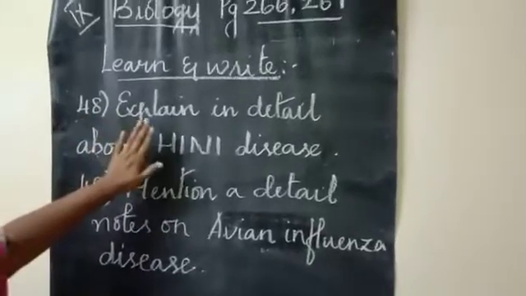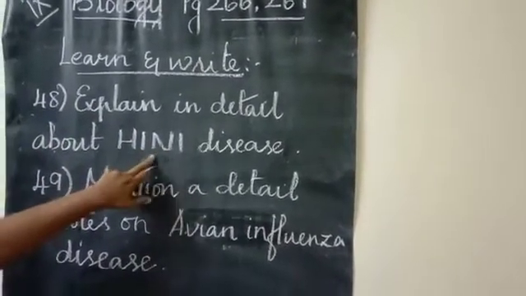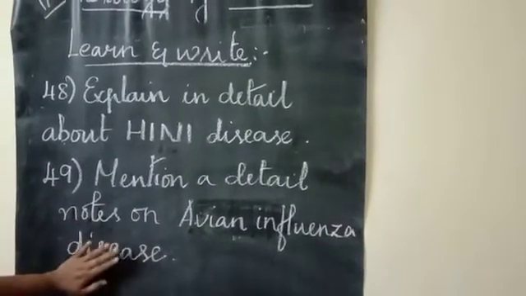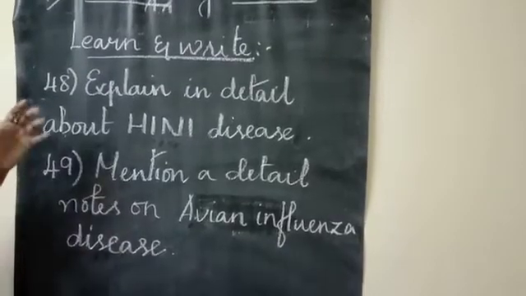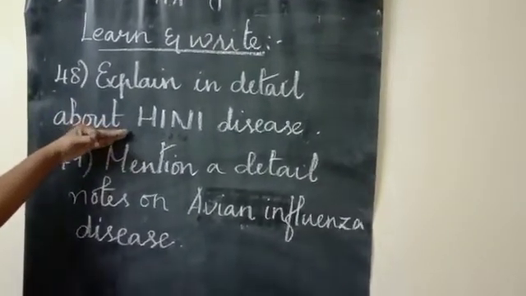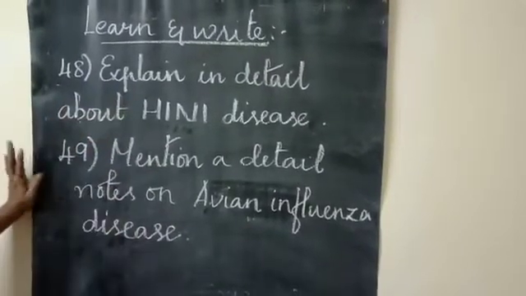So today, the topic you are going to write about is the H1N1 disease, that is swine flu. You are going to explain the avian influenza disease. You want to write the causative agent, how it spreads, preventive measures, and symptoms. Everything should be highlighted for both diseases. Clear, children? Thank you.